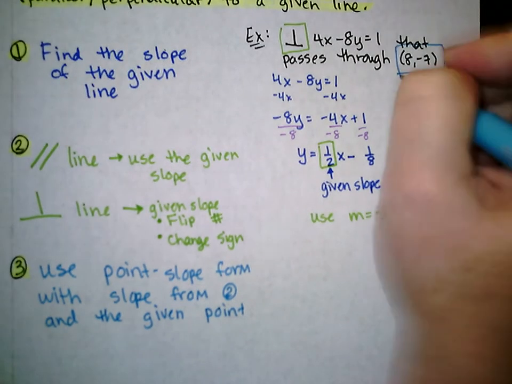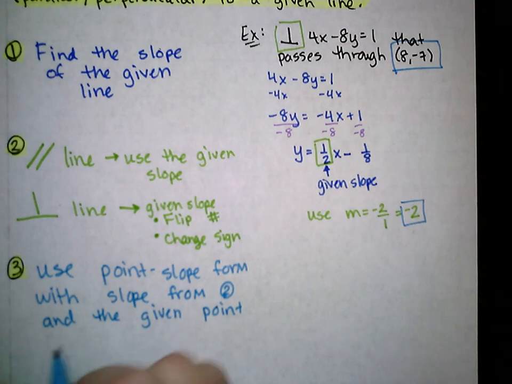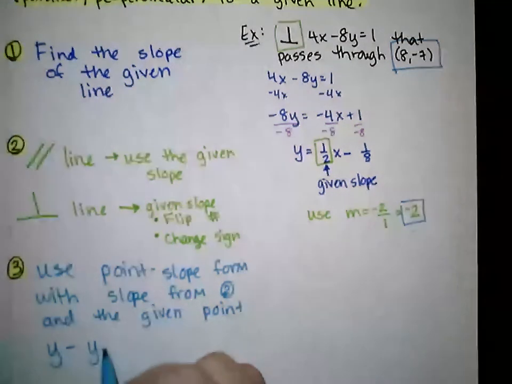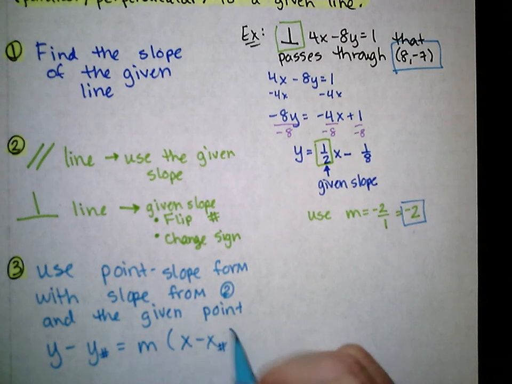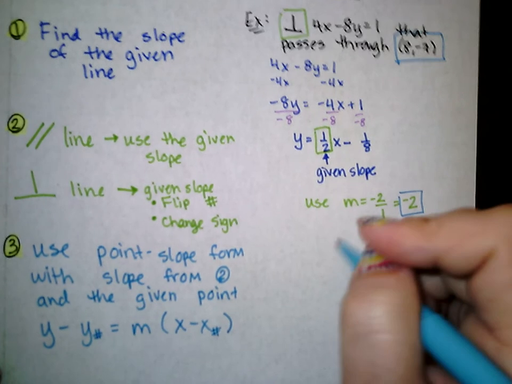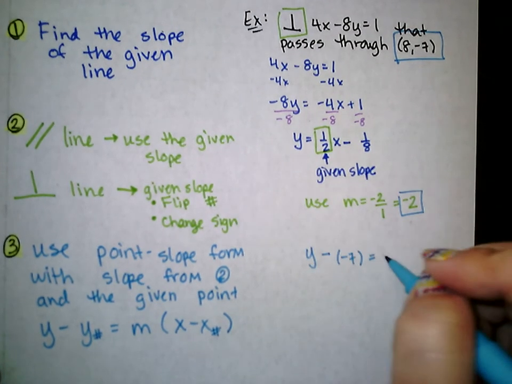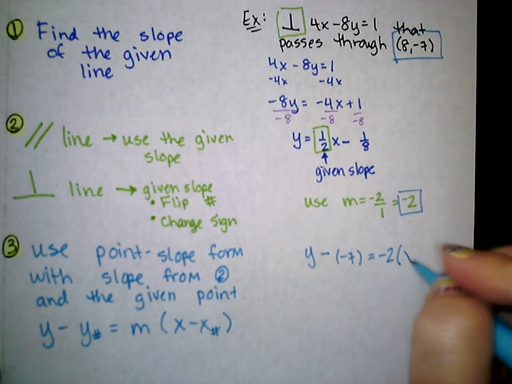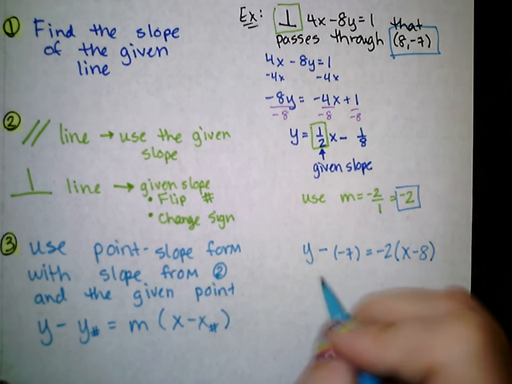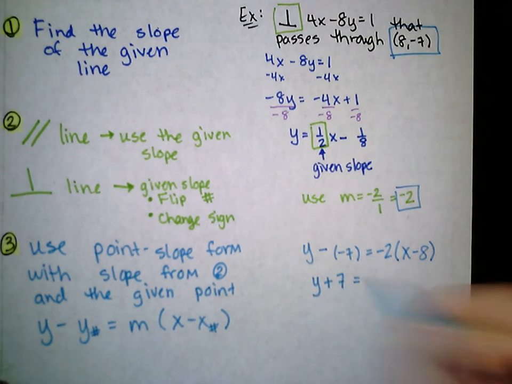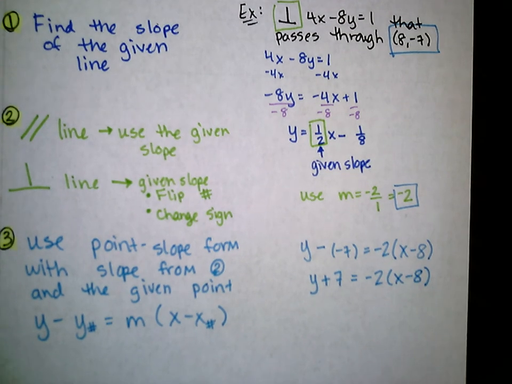So they gave me 8, negative 7. I'm using a slope of negative 2. And remember, point slope form, y minus y number equals m times x minus x number. So here I will go y minus negative 7 equals m of negative 2 times x minus 8. So if they're wanting me to leave that in point slope form, it would be y plus 7 equals negative 2 times x minus 8.